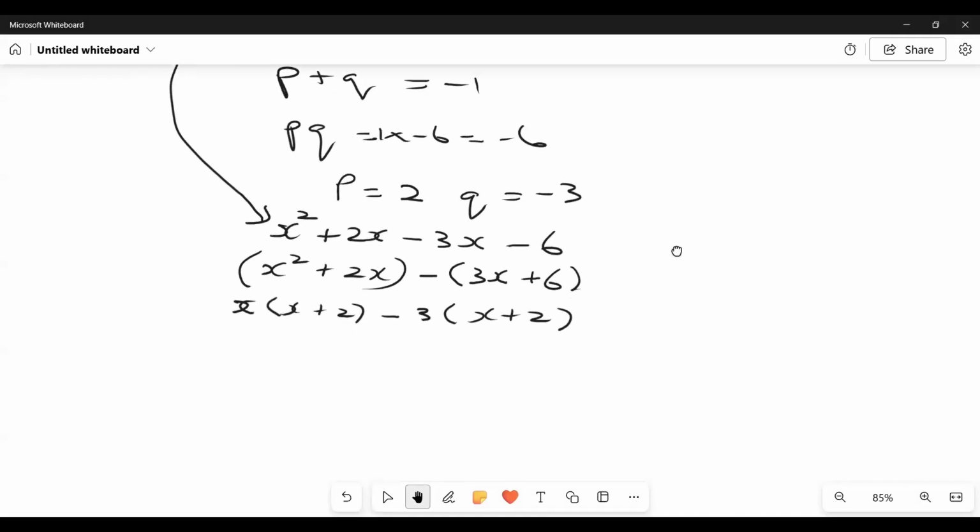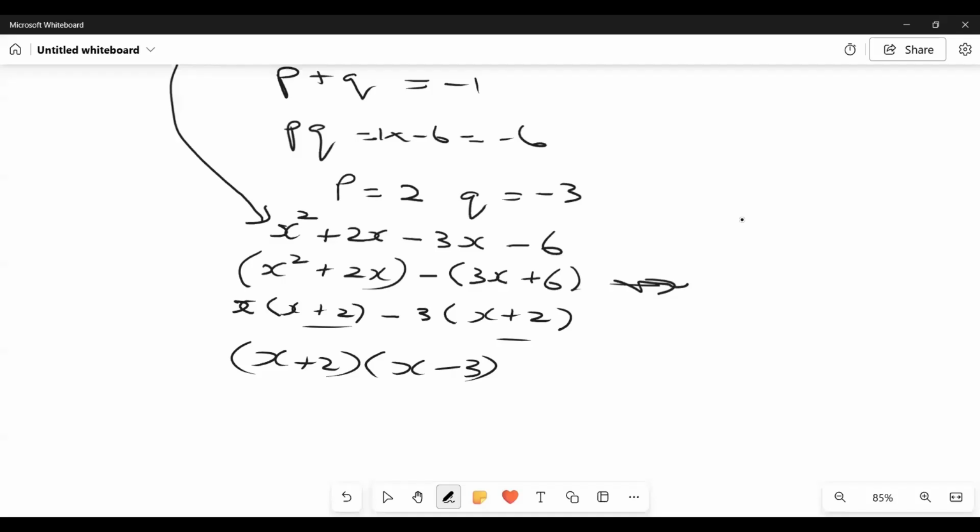And because you now have that, these two brackets are common. You pull them to the front. And then you go with x minus 3. Right? Down here, if you don't like what I did here and you want to take this approach.